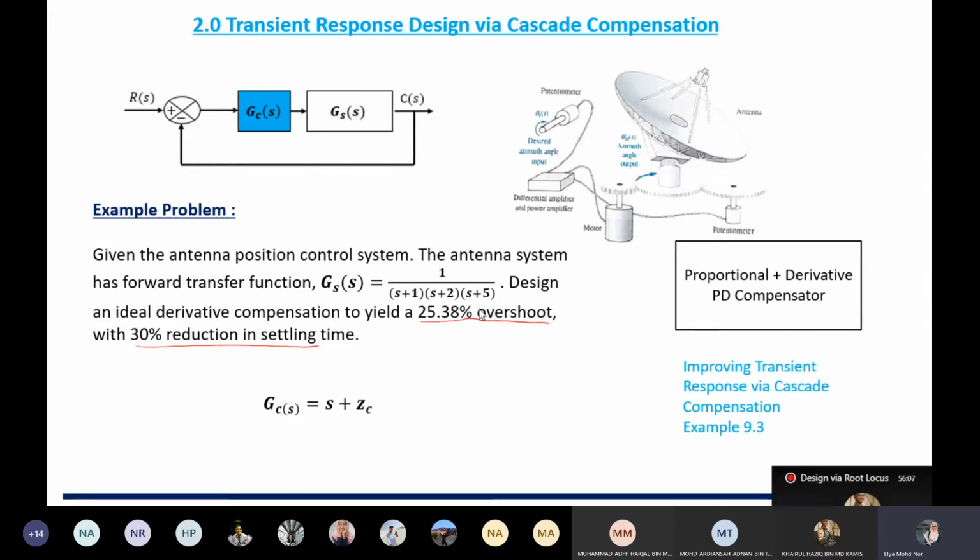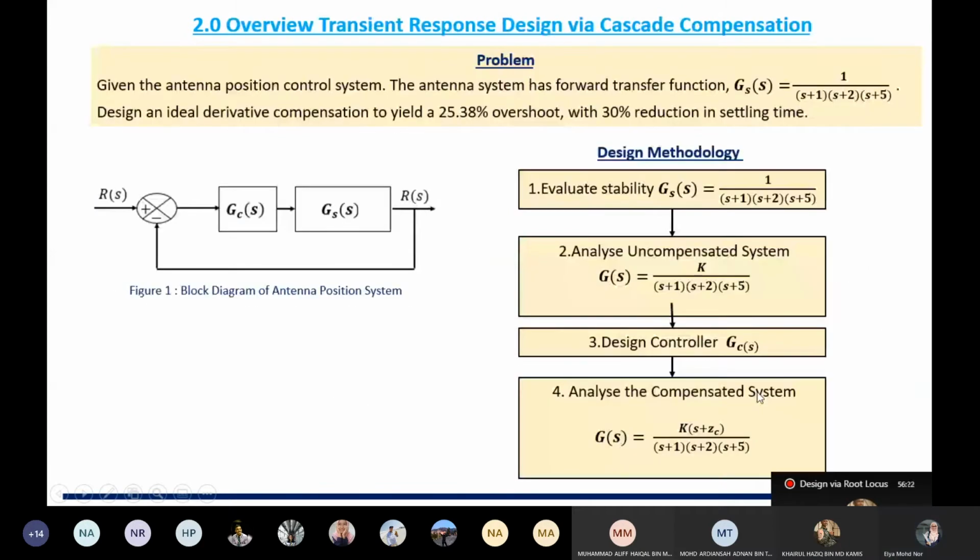Okay, so let's look at how we solve this problem. What we need to do is design the controller. Okay, all right, so this is the problem that we restate, and this is the antenna position control system, where G(s) here is 1 over (s+1)(s+2)(s+3). Okay, so this is the G(s). So the antenna system is here.